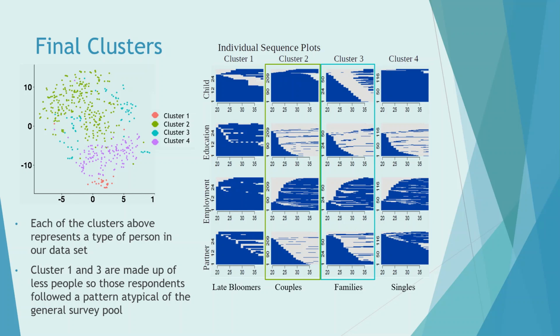Let's look at clusters 2 and 3 specifically. As you can see, they have similar employment, education, and partner choices. However, cluster 3 has children, while cluster 2 does not. With this distinction, these clusters separate themselves into couples versus families. Similarly, clusters 2 and 4 follow similar employment, education, and child lifetime, but cluster 4 has no partner. There is a similar distinction between every cluster.